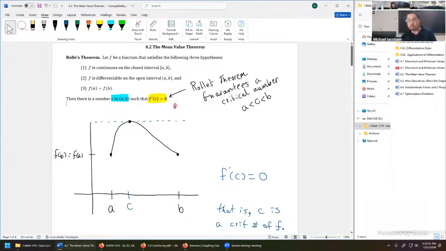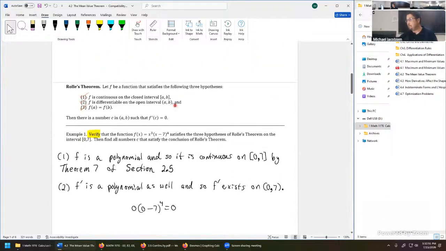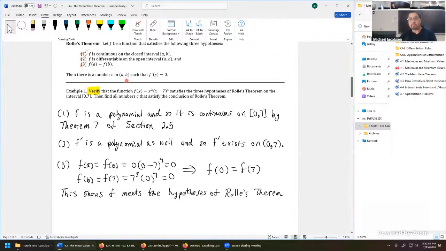So that's Rolle's theorem. We verified three hypotheses for one specific function, a polynomial in a strange factored form. Any questions with just the statement of the theorem so far? Okay, well, let's take a look into finding that critical number c that satisfies f prime of c is zero.